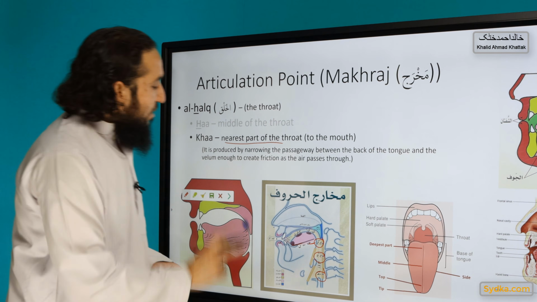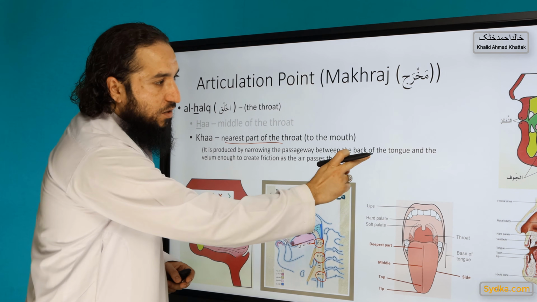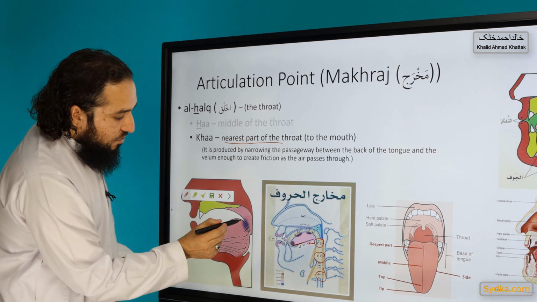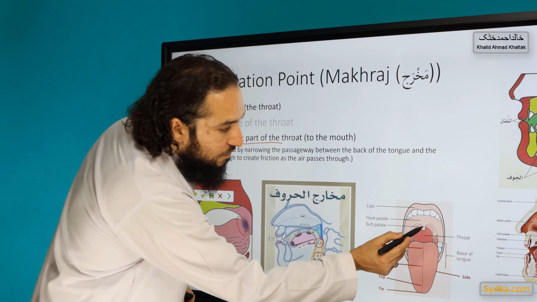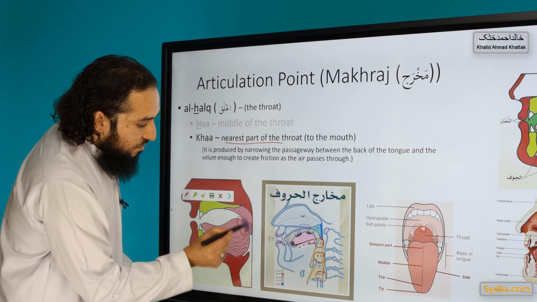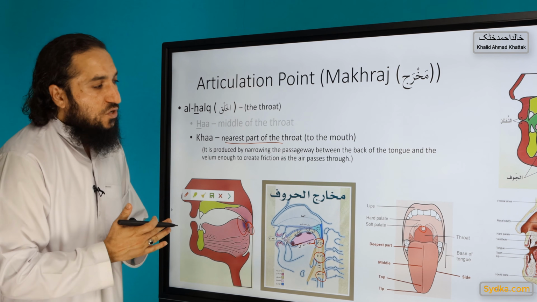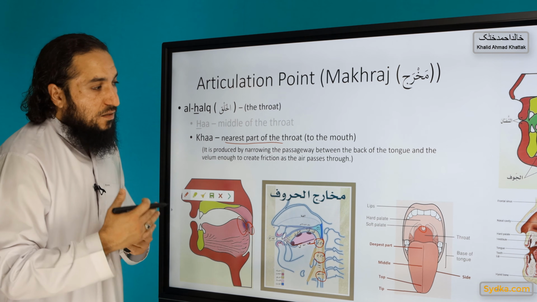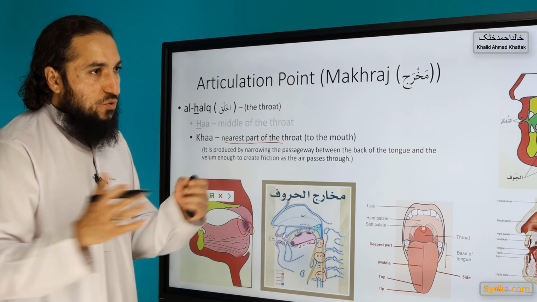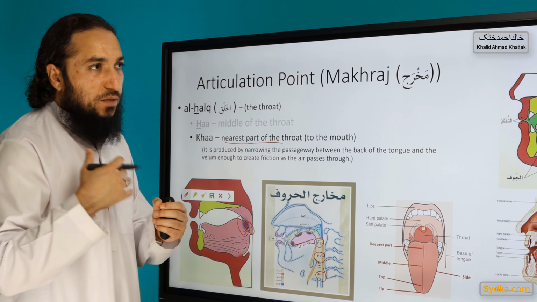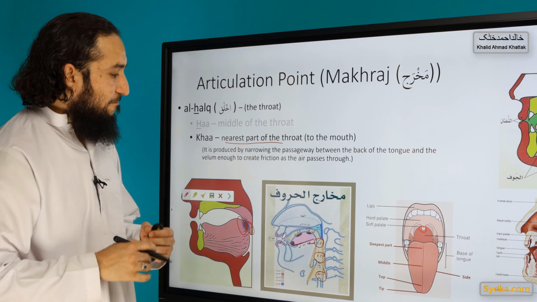And how it is pronounced: it is produced by narrowing the passageway between the back of the tongue and the velum, to create friction as the air passes through. So they come near to each other, and when the air passes through, it creates the sound.